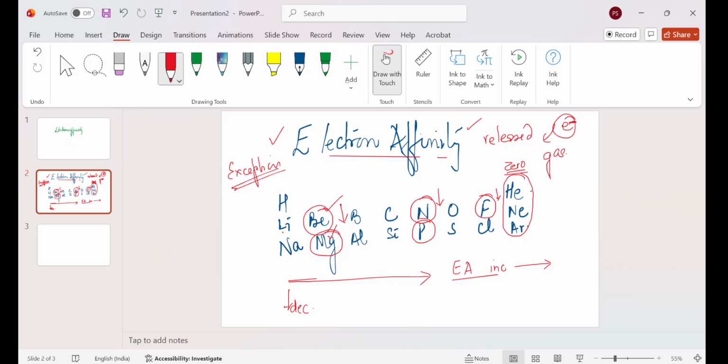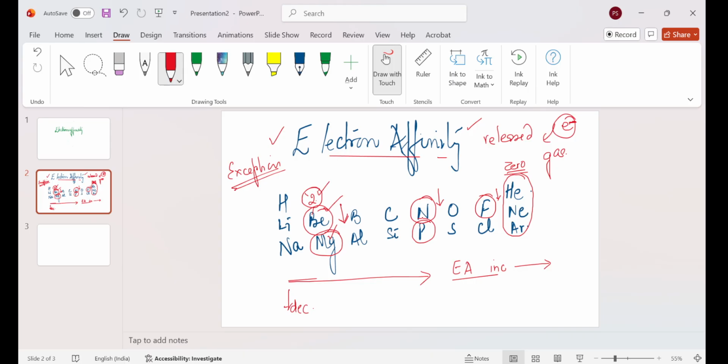Now when we talk about lithium to beryllium, beryllium has got 2 electrons in its outermost shell. So you can understand that beryllium has got one room. This room has a capacity of 2 electrons and both the electrons are already there. So then there is no need. Again there is a dip because they don't need any extra electron.